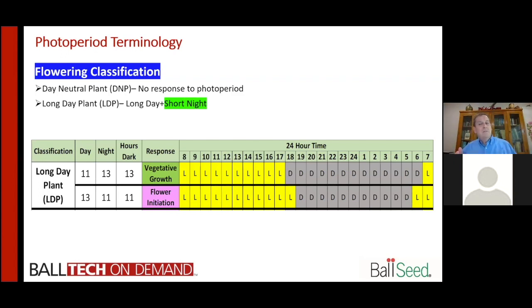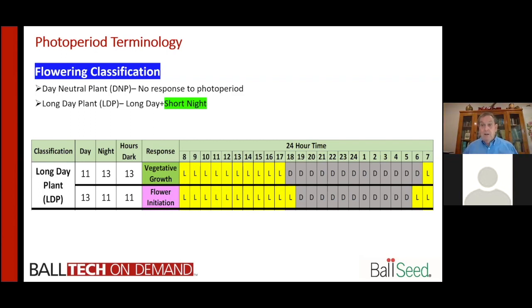And why this is confusing to most people is that when they came up with the terminology back in the 1920s, just before Bill was born, they basically had said this is a long day, but what's really critical is the night length. Long days have short nights. The graphic that I'm using basically shows what happens if you use a 13-hour dark period on a long day plant, that is a vegetatively grown plant.